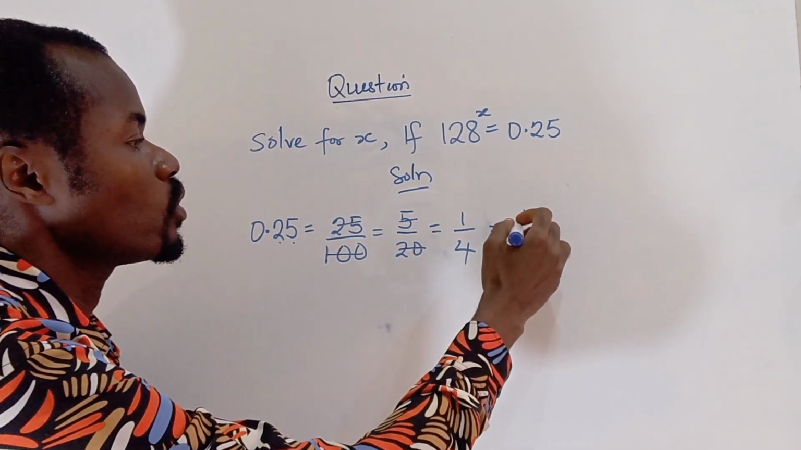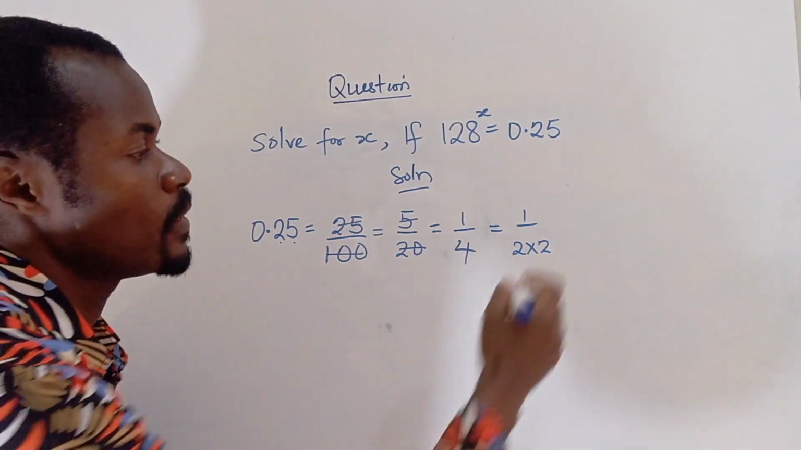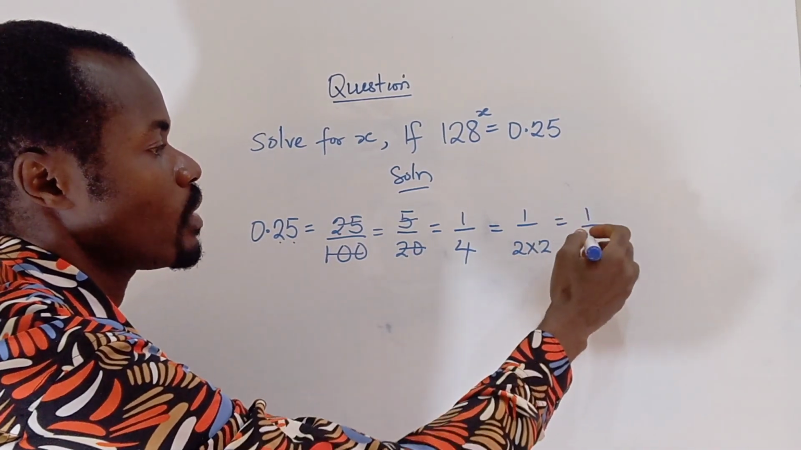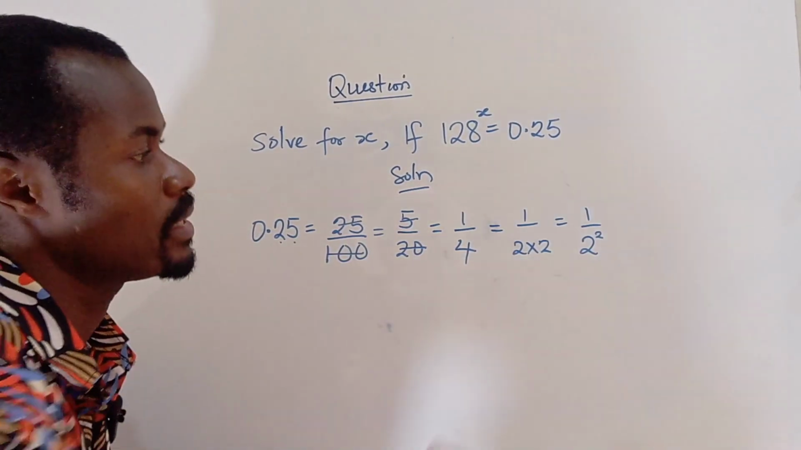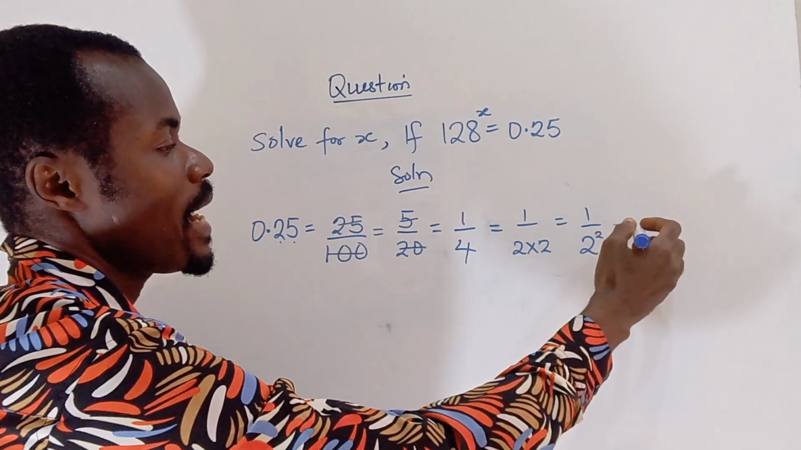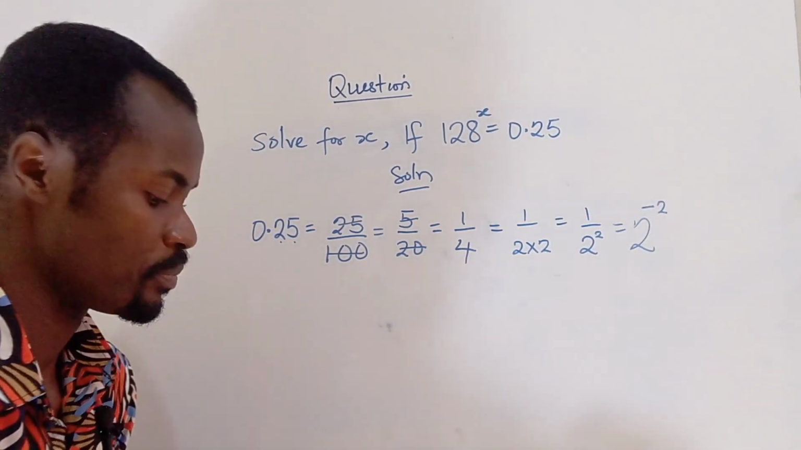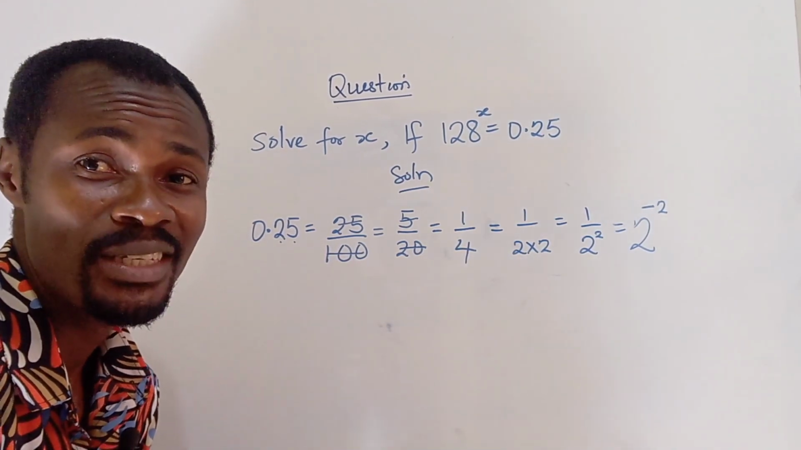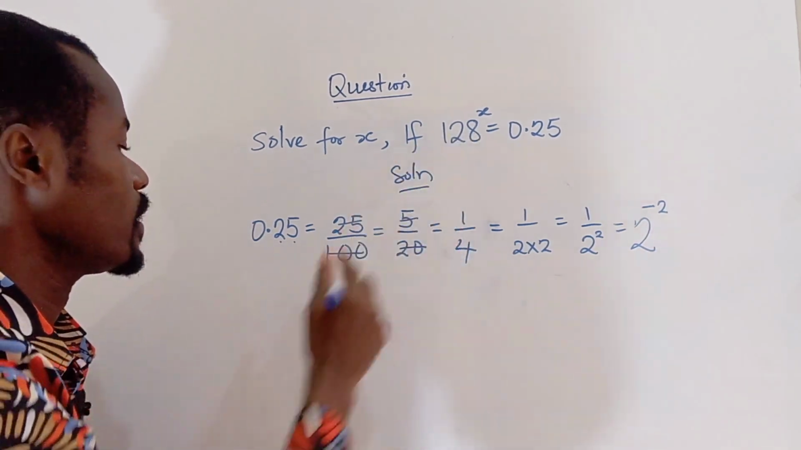Now this is 1 over what? 4 means what? 2 times 2, alright? Which we can write as 1 over 2 raised to the power 2, in the form of indices. If we apply our principle of indices, we can also write this using the inverse principle, so the next thing is we have 128.